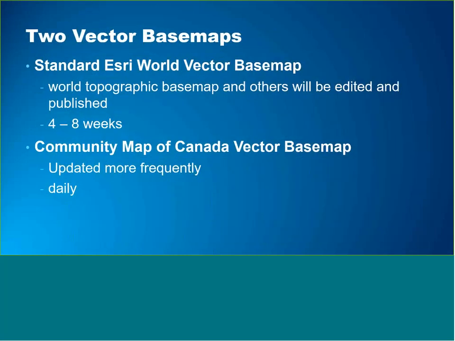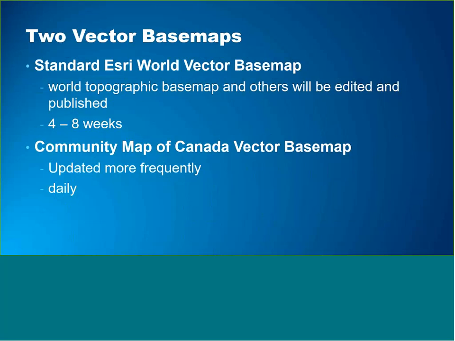So just to sum up, again, we've got two vector base maps at your disposal. One is the standard Esri World Vector Base Map that covers the entire world. It's the World Topographic Base Map, as well as all those other styles that I highlighted earlier. So the street maps, the National Geographic, and so on and so forth. We're looking at a turnaround time of 4 to 8 weeks from receipt of data to actual publication.